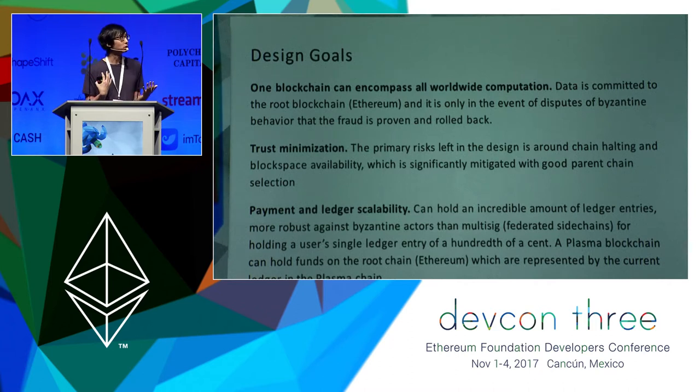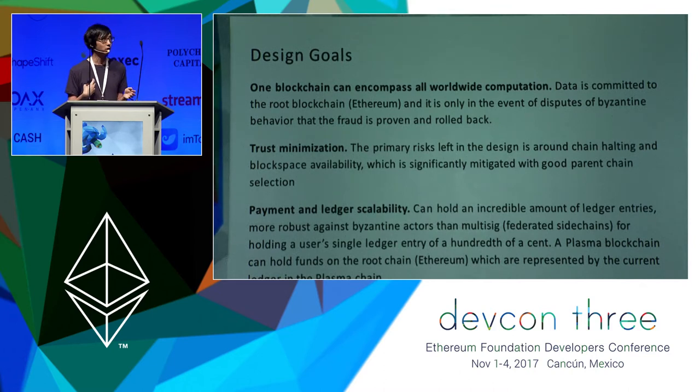So the design goal is that one blockchain can encompass all worldwide computation. Maybe not all as in everything, but all as in there are no necessary constraints given the security properties of the system. And the goal is to do trust minimization, where you're not trusting the people operating these Plasma chains because you can ultimately go to Ethereum and enforce against invalid state transitions. And the goal is payment and ledger scalability.